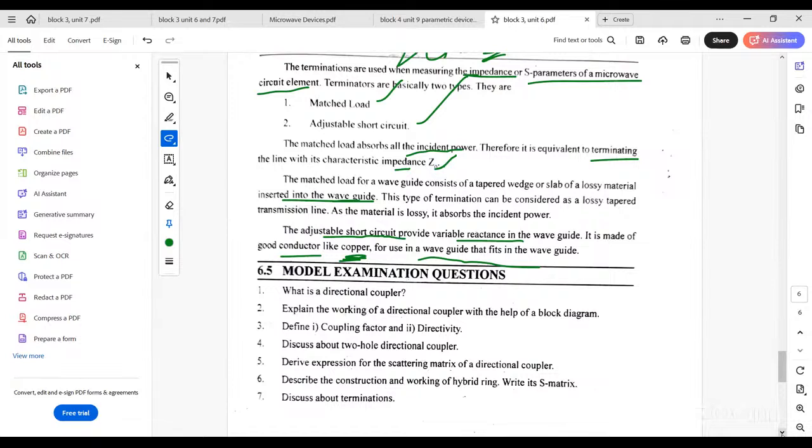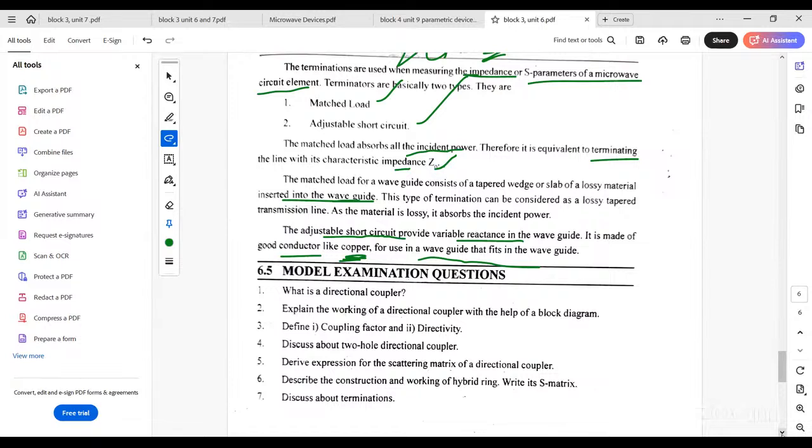Next fourth question: discuss about two hole directional coupler, which is 6.2.1. Between two waveguides there is a break. Either it is moving in forward direction or backward direction. And next, derive expression for scattering matrix of directional coupler, which is 6.2.2. Complete matrix derivation up to S.